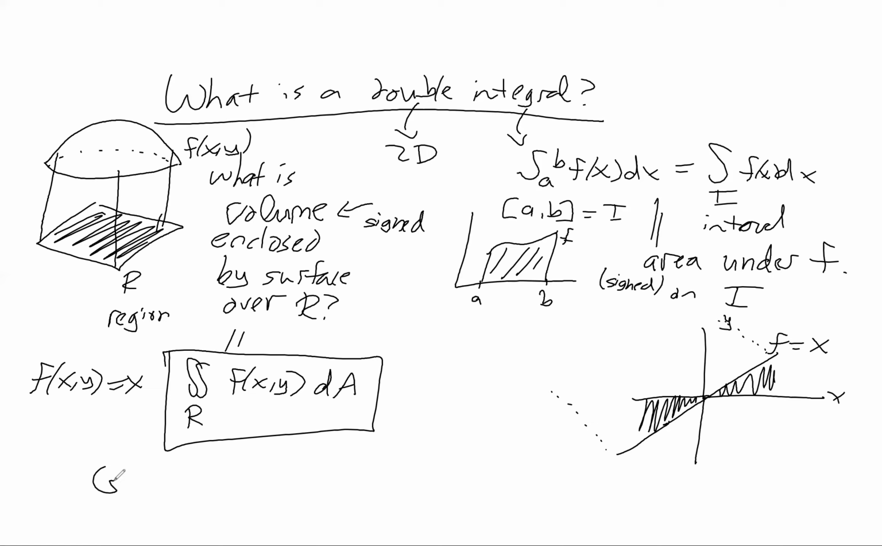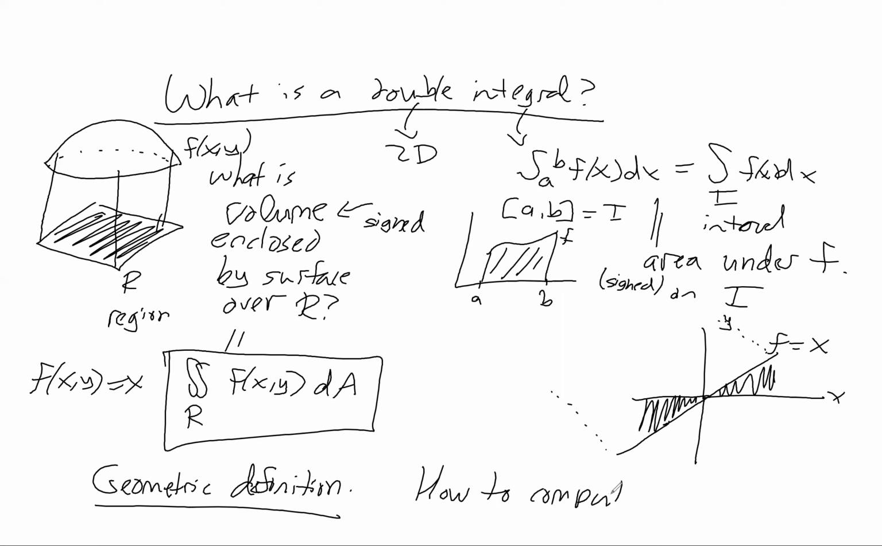But this is a geometric definition. And it doesn't actually help us get a number. And to that, we need math. Because math is the study of numbers. So that's how you get numbers. So the mathematical definition is very similar to single variable calculus.